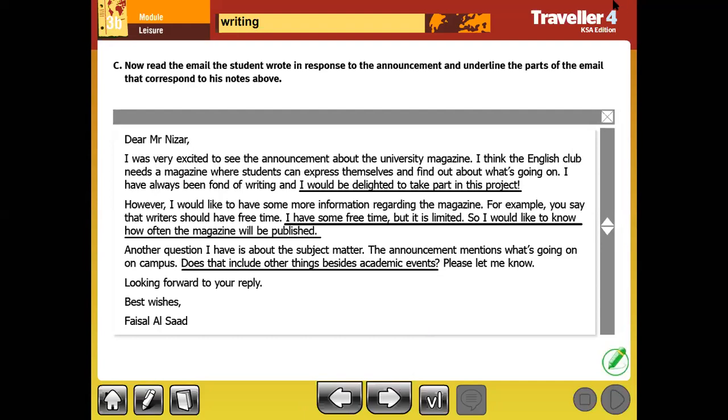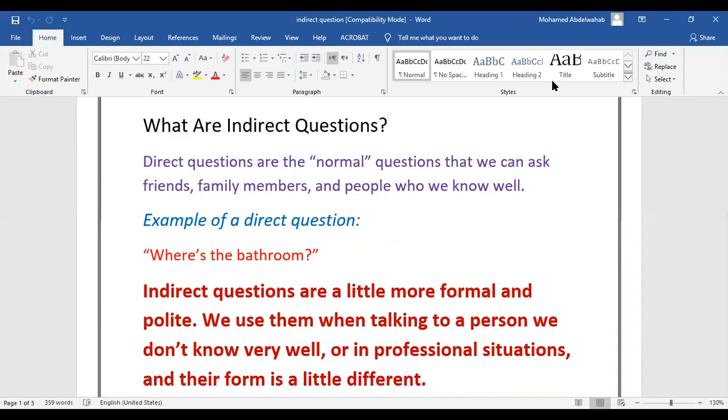Now let's explain the difference between direct and indirect questions. There is a big difference between the two of them. Direct questions are the normal questions that we can ask friends, family members and ordinary people we know.